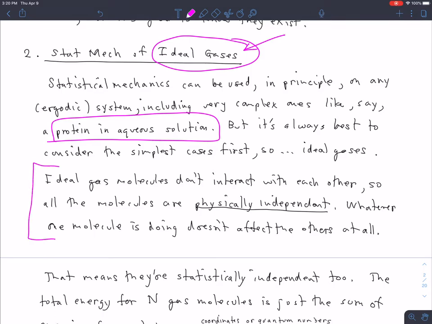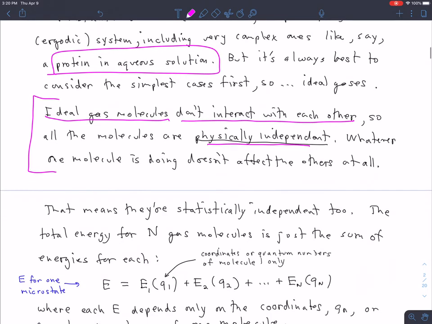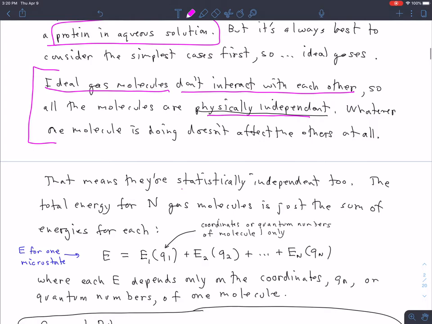Here's a basic statement of what makes an ideal gas nice. Of course, we kind of already know this already, but ideal gas molecules don't interact with each other, and that makes them independent, physically independent, but that also makes them statistically independent. We talked about statistical independence a little bit in the last lecture. Here it comes up again.